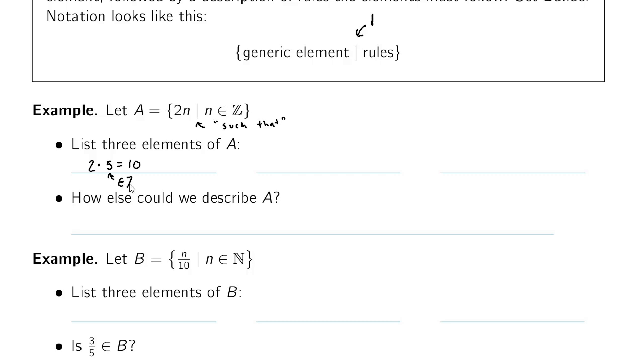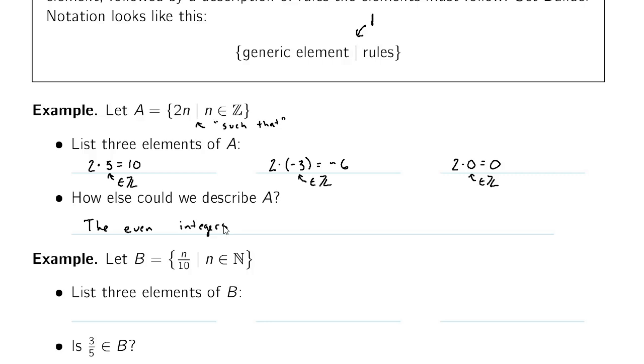right? 5 is an integer. We could have 2 times negative 3 is negative 6. Again, negative 3 is an integer. We could have 2 times 0 is 0. Right? 0 is also an integer. Any integer, we multiply it by 2, we get an element of A. And we have a name for this set, right? This set is just the even integers.